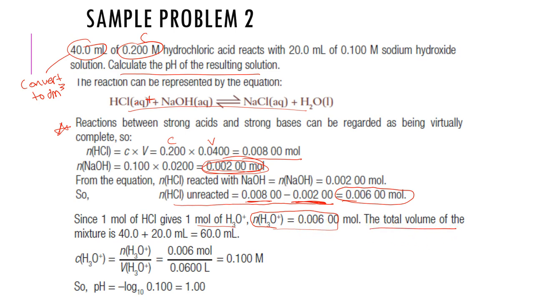We added 2 solutions together. One was 40 mL and one was 20 mL, which means the total volume of solution is going to be 60 milliliters. That means that I need to convert this into decimeters cubed when I do my final calculation for my concentration.